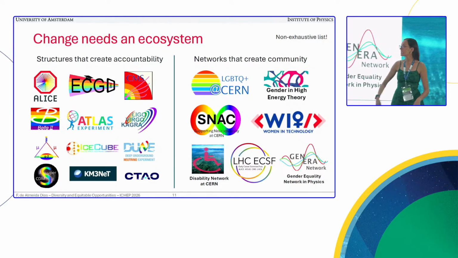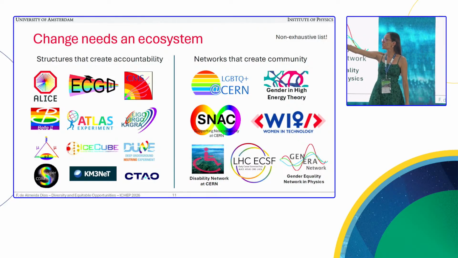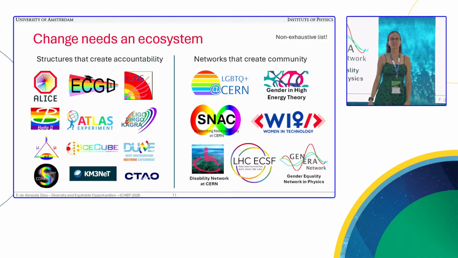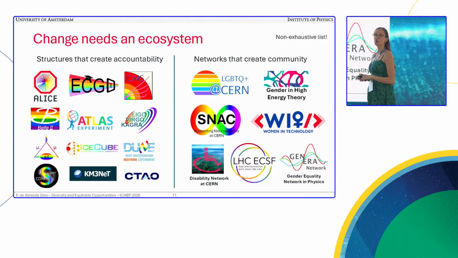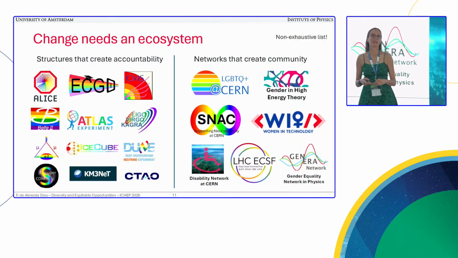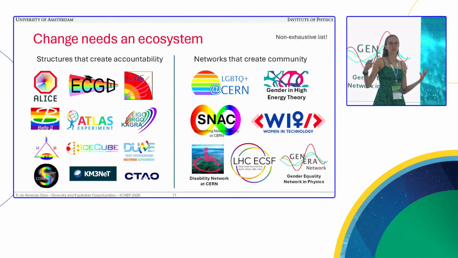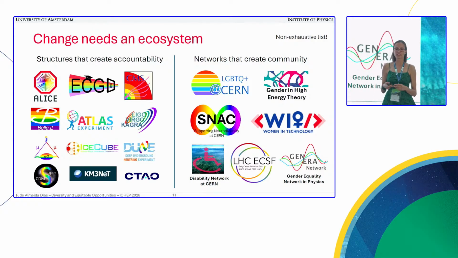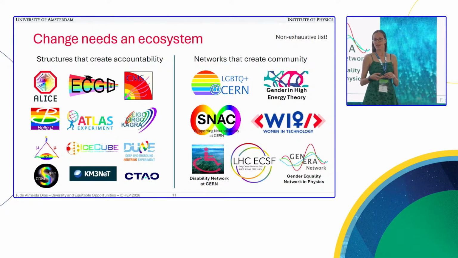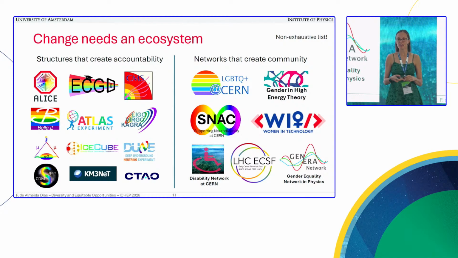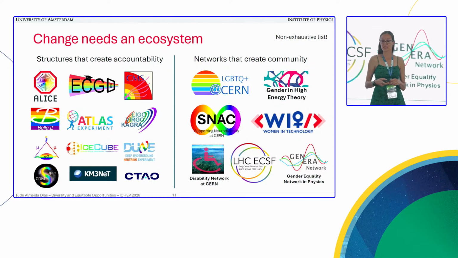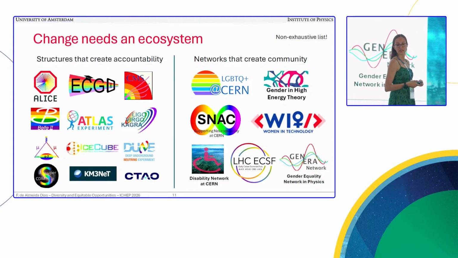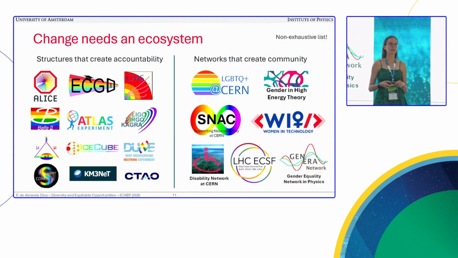So if you click on each of those logos, you're going to go directly to the diversity office of each of those experiments. But we also have something which is a bit more grassroots. We have a lot of grassroots networks which are there to create community. Some of the oldest ones are LGBTQ+ CERN and Women in Technology, but we also have SNAC, which is supporting neurodiversity at CERN, the Disability Network at CERN, the Gender in High Energy Theory, and, for example, the LHC Early Career Scientist Fora.